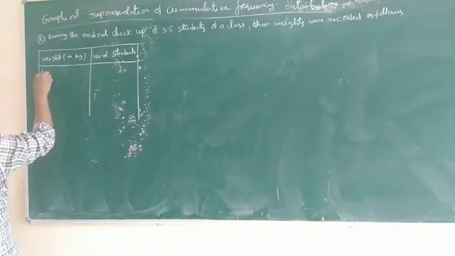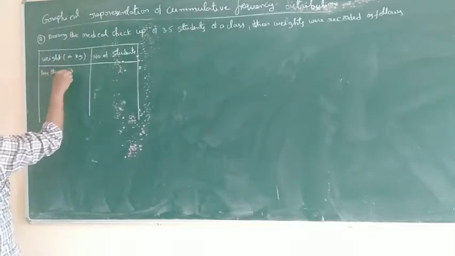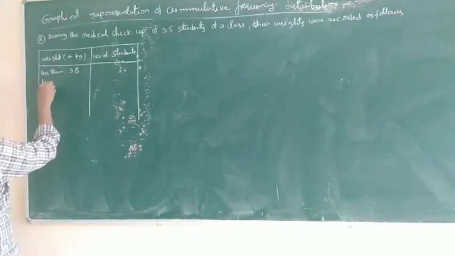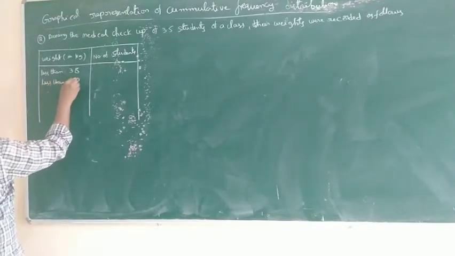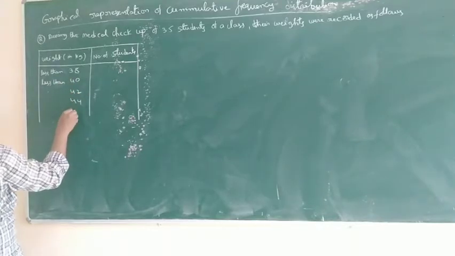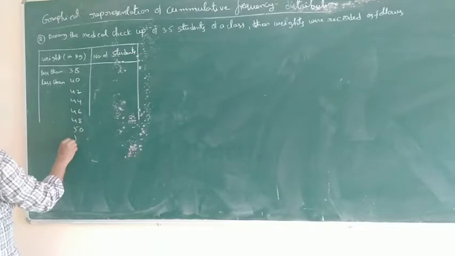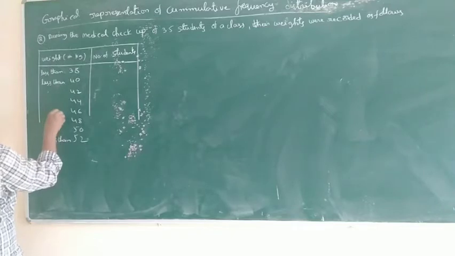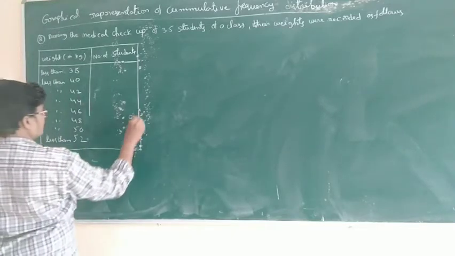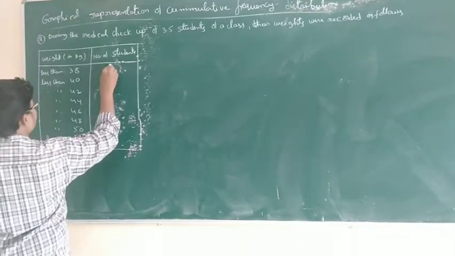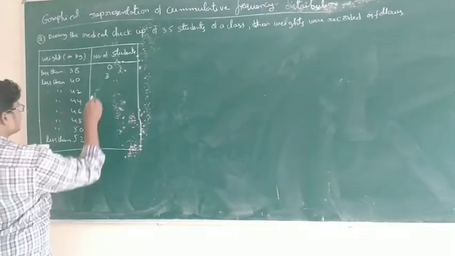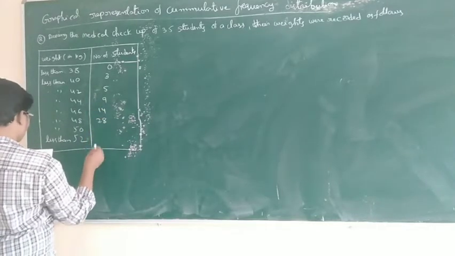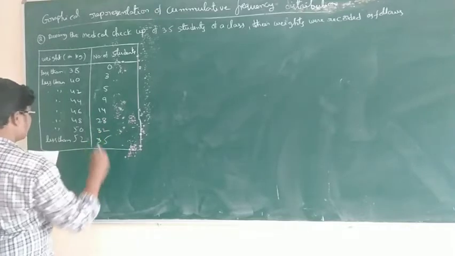Less than 38, less than 40, 42, 44, 46, 48, 50, 52, with cumulative frequencies 0, 3, 5, 9, 14, 28, 32, 35.